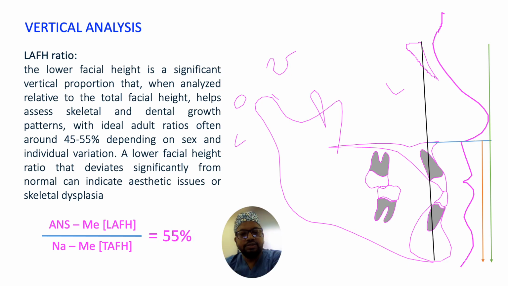For vertical analysis, we also need to know the LAFH ratio. ANS to menton will give you the lower anterior facial height, and NA to menton, the total anterior facial height. Multiply by 100, it gives you the ratio, usually 45 to 55%. So if it increases or decreases, it gives you the idea about the lower anterior facial height ratio.